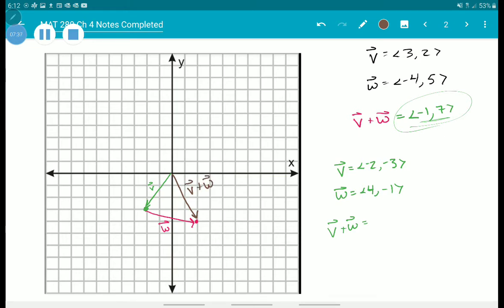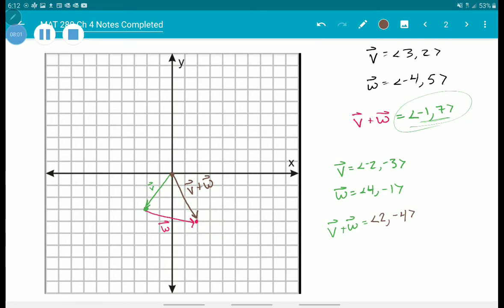Now, if I were to add these two vectors together algebraically, I just add like components. Negative 2 plus 4 is a 2. Negative 3 plus negative 1 is a negative 4. Now, this also tells me how I got there. So I started here for that brown vector, and I ended up here.